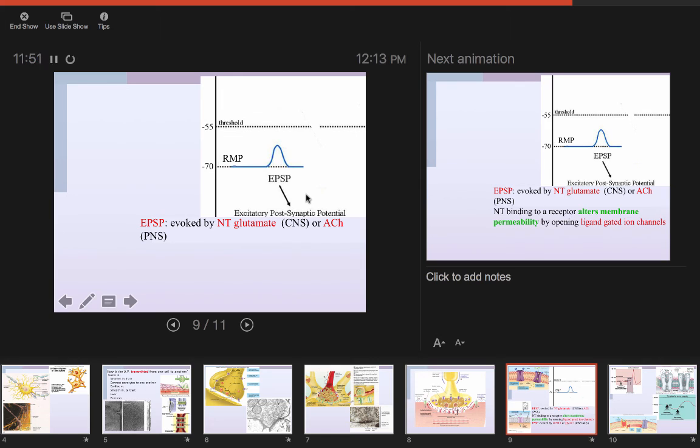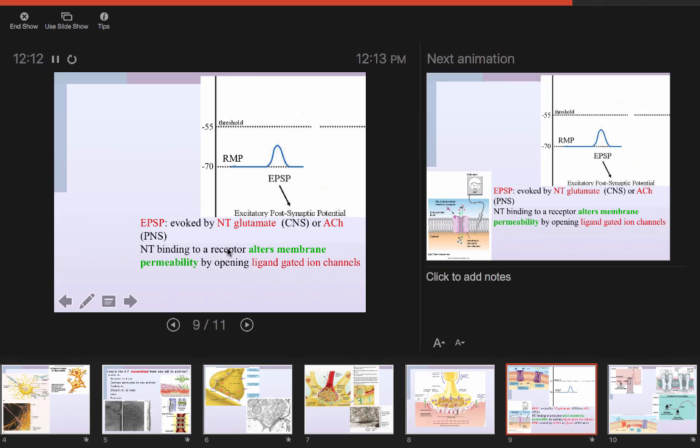These EPSPs are typically evoked by a neurotransmitter such as glutamate in the central nervous system. Glutamate is the most important excitatory neurotransmitter in the central nervous system. Or it could be acetylcholine. Acetylcholine is the most important excitatory neurotransmitter in the peripheral nervous system. And so it's this neurotransmitter binding with the receptor which alters membrane permeability by opening up the ligand-gated ion channels.